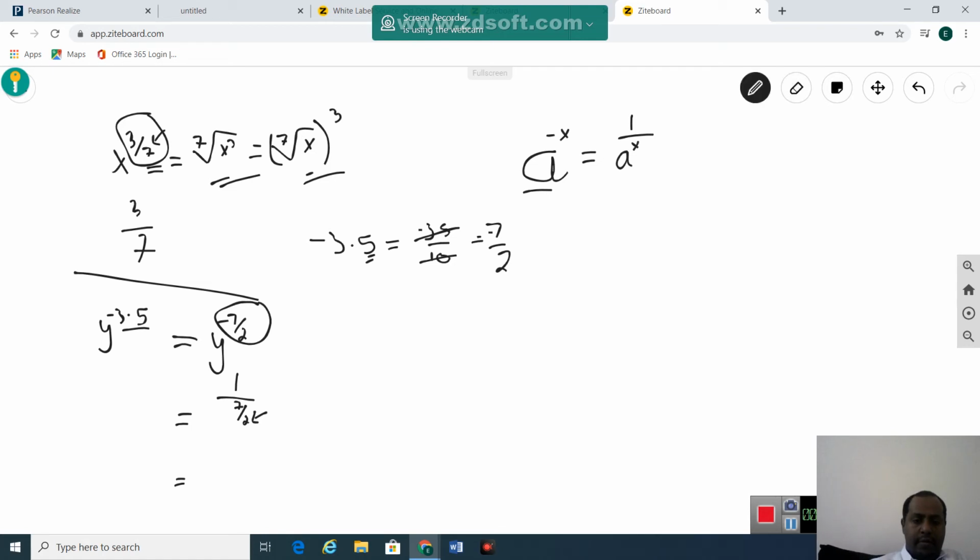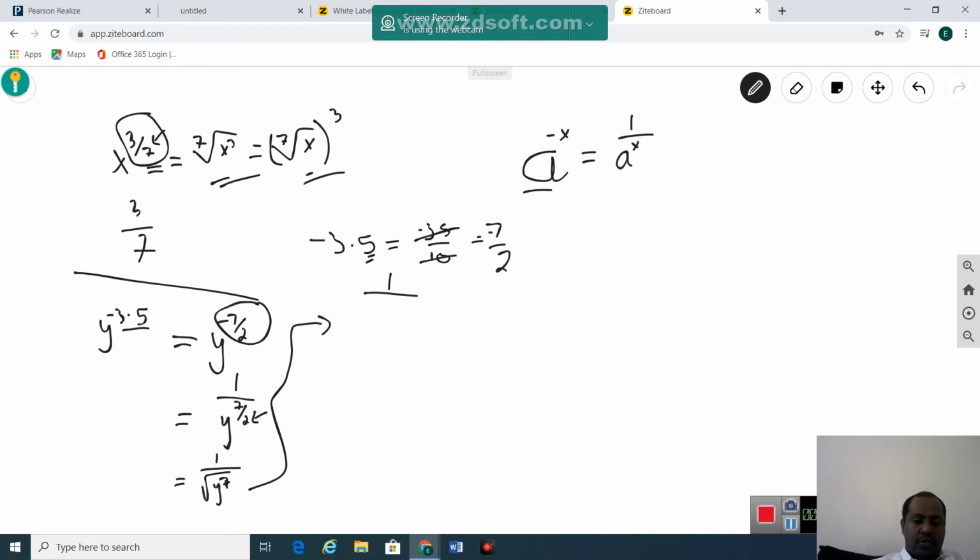I'll get 1 over y to the power of 7 over 2, which is the same as 1 over the square root of y to the power of 7, since the index is 2. And then I have to simplify the radical. So how can I change this into a radical expression in a more simplified form?